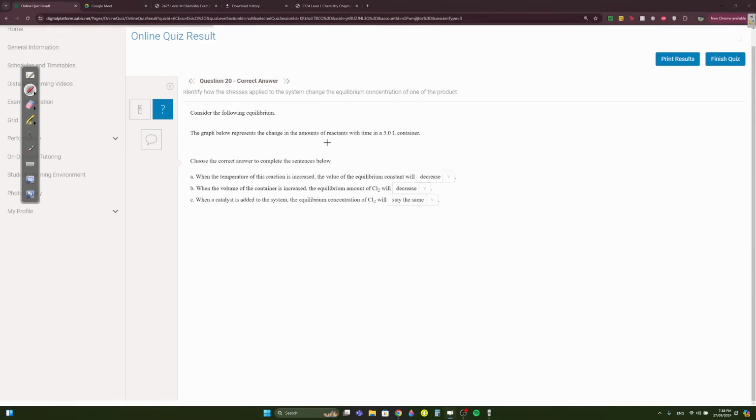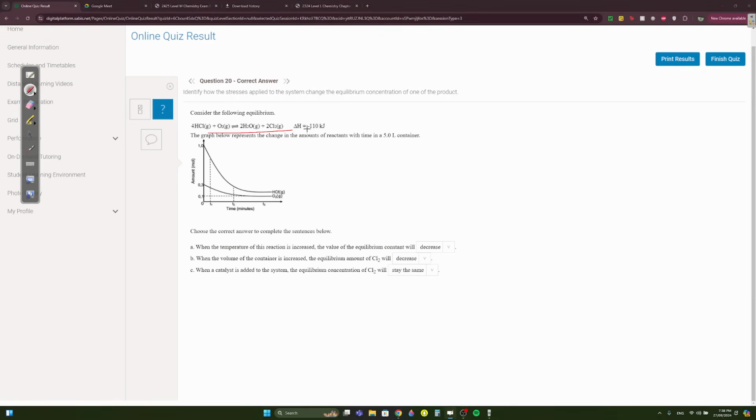Question 20. Okay, you have this, delta H negative, and they gave us the volume is 5. So I think they gave us the amount of moles of HCl, which in this case is the reactants, and O2, which is also the reactants. Yeah, okay. And then they became constant at some point here. I guess this makes sense.